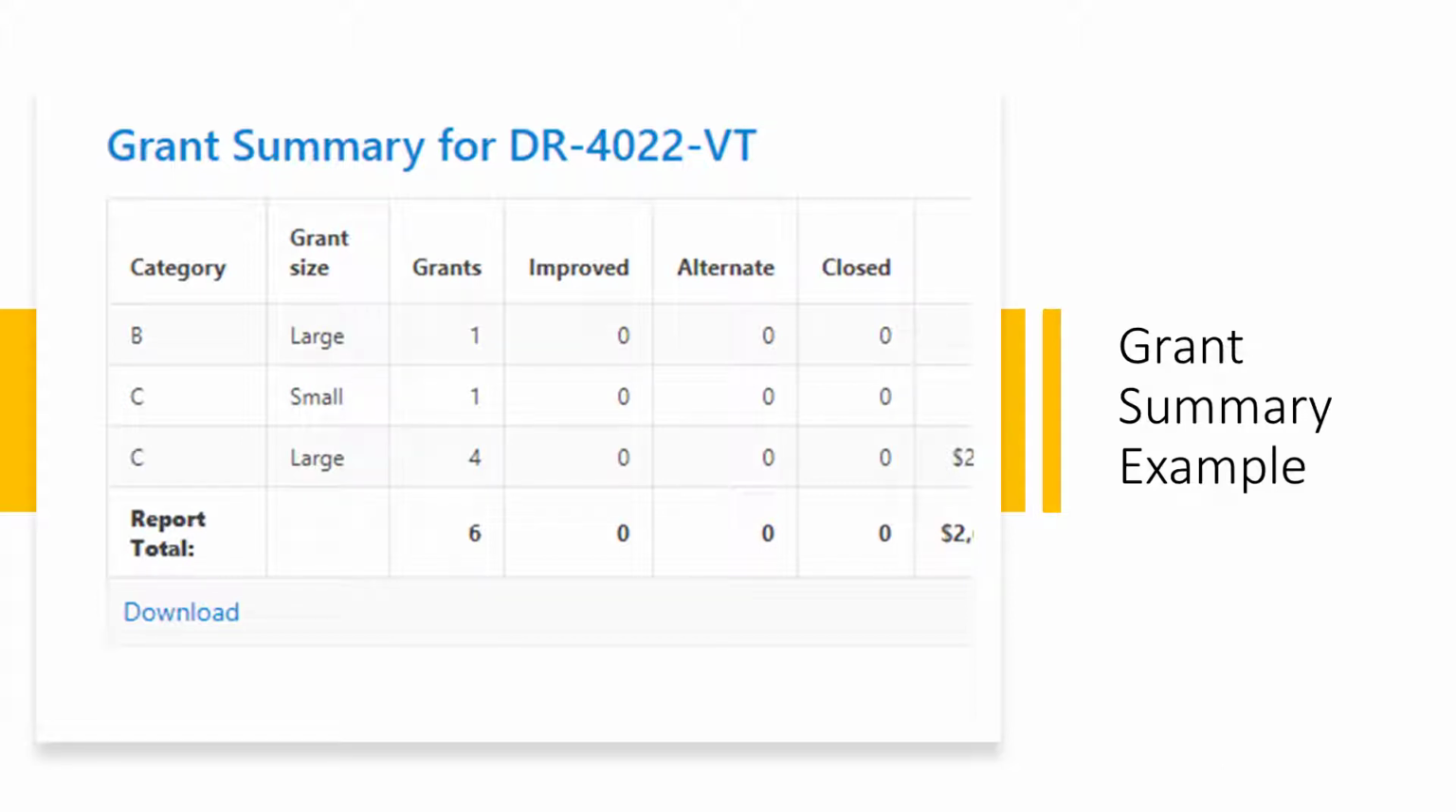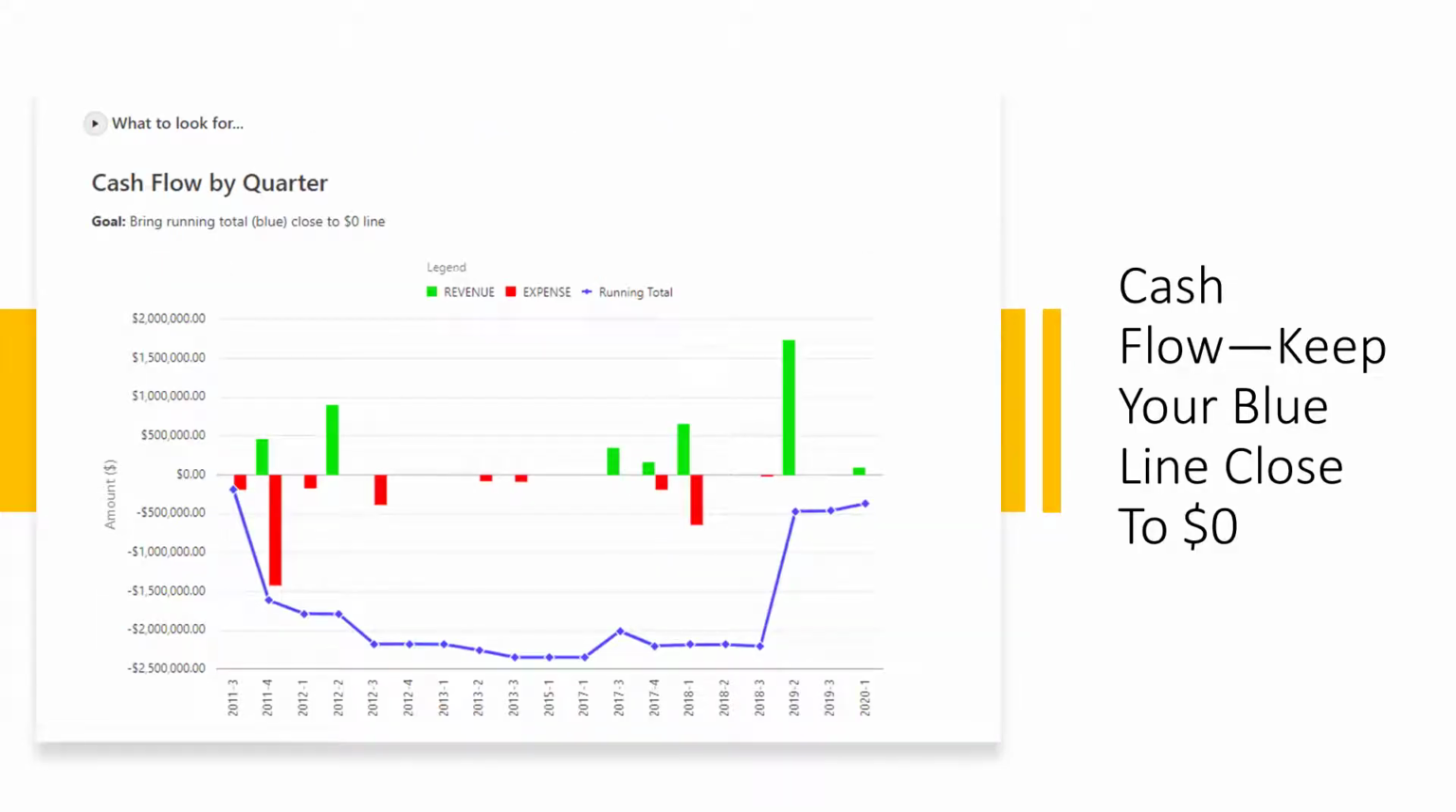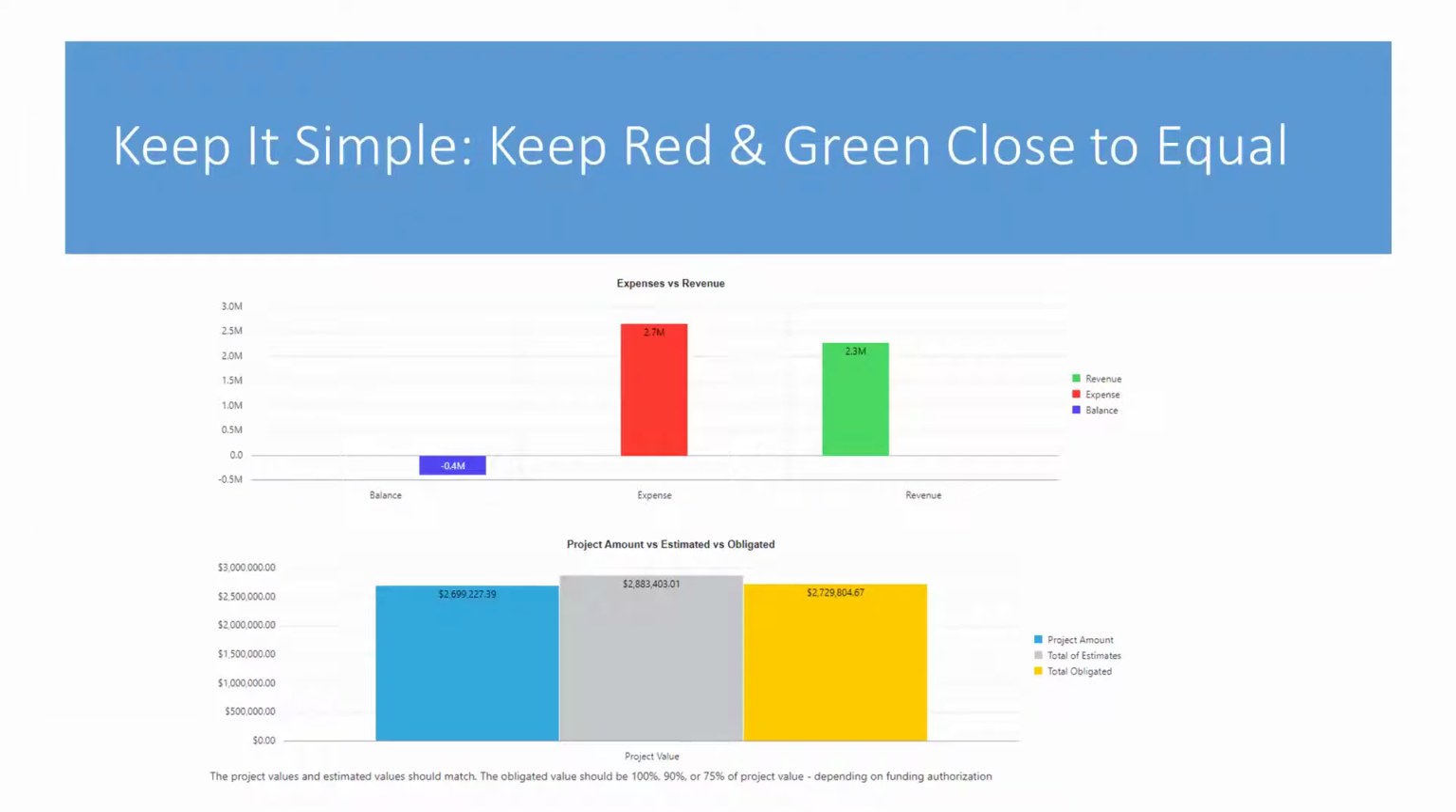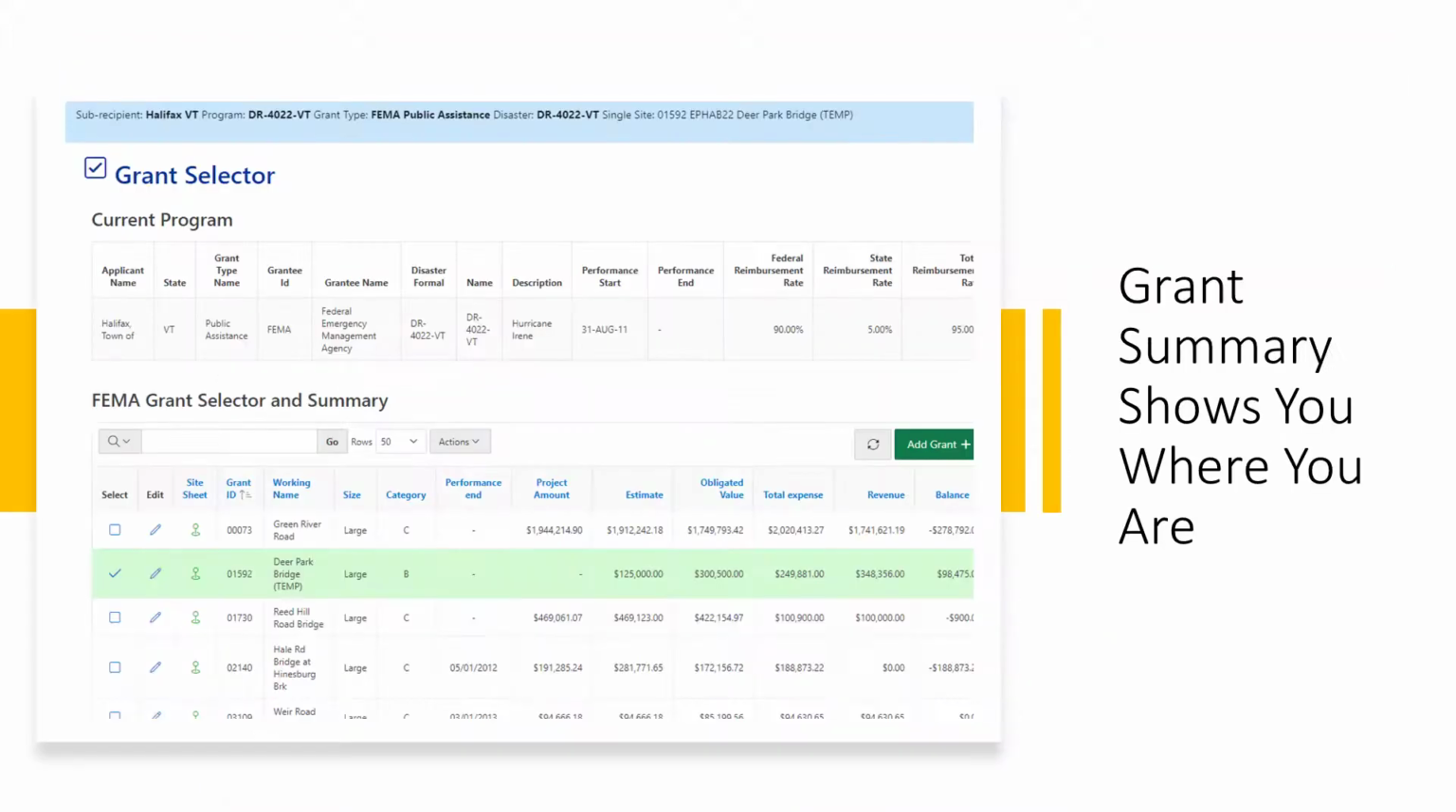As we roll down the page, we see a bit more detail. I'll pause here as we roll through a few illustrations slowly. Cash flow. You want your blue line as close to 0 as possible. You want your red, expenses, and green, revenue, to be as equal as possible. Depending on the disaster and the state rules, this may vary from 75 to over 90%. I'm going to zoom in to the grant summary. The grant you have selected is in green and it has a check mark. And it is in the light blue band at the top. You'll always know where you are.